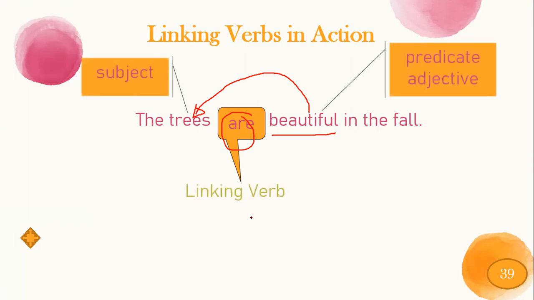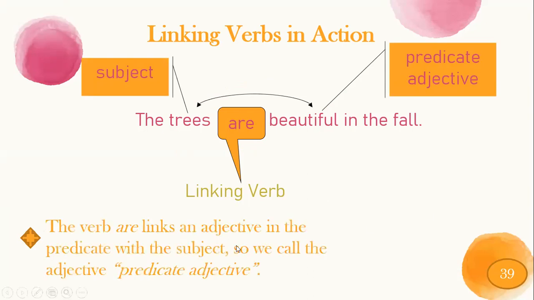So this is the subject. This is the linking verb. This is the adjective. So what do we call this adjective? If you remember, I mentioned it before when we explained the adjectives, but I said later we're going to take it. We call it predicate adjective, because it comes after the linking verb. What do we call it, guys? Predicate adjective. Excellent. Bravo. Keep it in mind. So here the linking verb links the adjective to the subject. The verb are here links an adjective in the predicate with the subject. So we call the adjective predicate adjective.